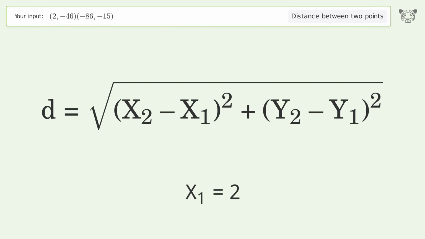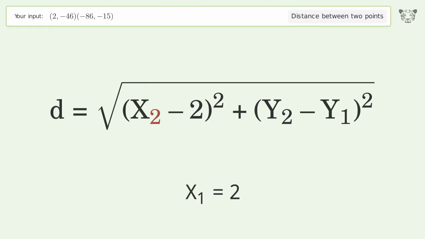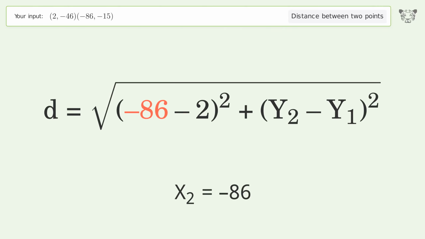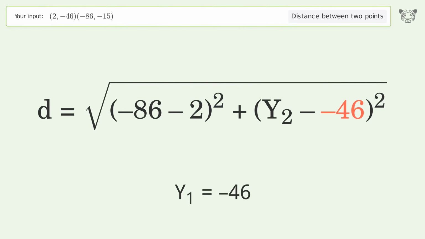x1 equals 2. x2 equals negative 86. y1 equals negative 46. y2 equals negative 15.